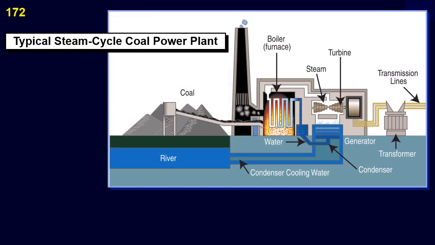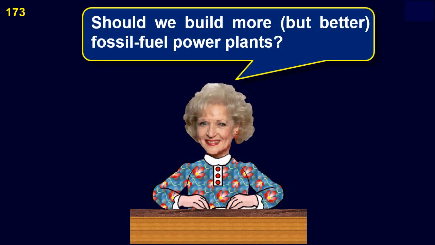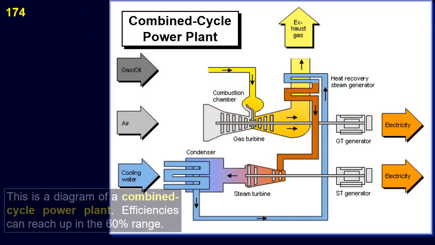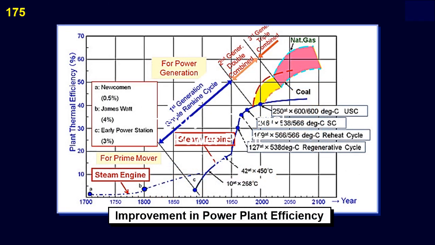This is a diagram of a typical steam cycle coal power plant. Efficiencies are generally in the 30 to 40% range. Should we build more, but better, fossil fuel power plants? This is a diagram of a combined cycle power plant. Efficiencies can reach up in the 60% range. This shows the improvement in power plant efficiency over time.